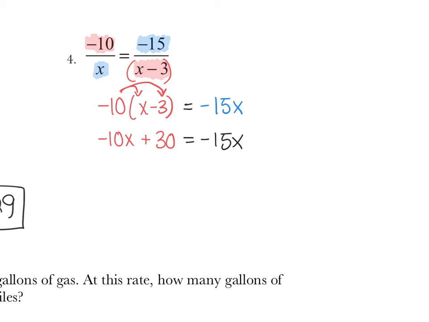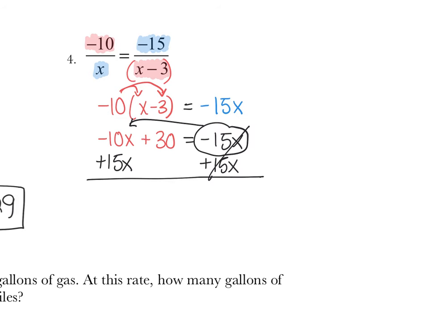Then, just like any other equation, I want to get my variables onto one side, and my numbers on the other. So in order to do that, since I have a negative 15x over here, I want to take that negative 15x and move it onto the other side by doing the opposite. Since it's negative, I'm going to add it to get rid of it on the right side. And then I'm going to add it over here as well.